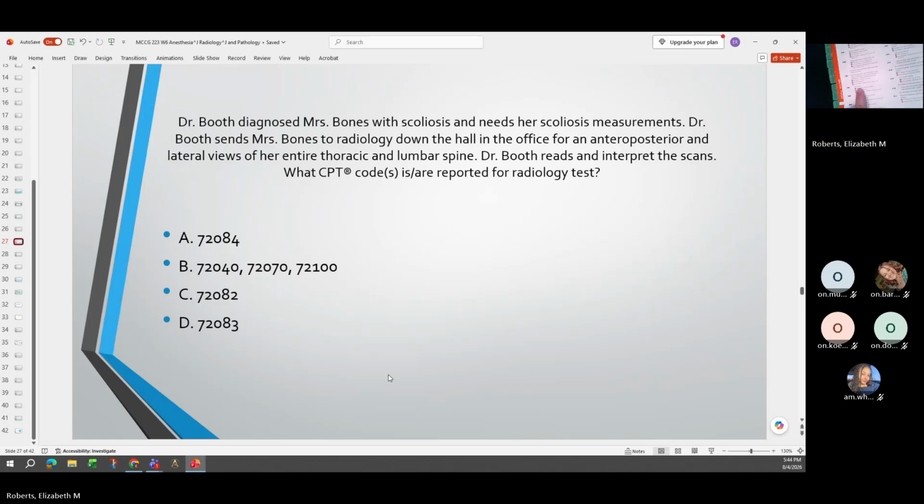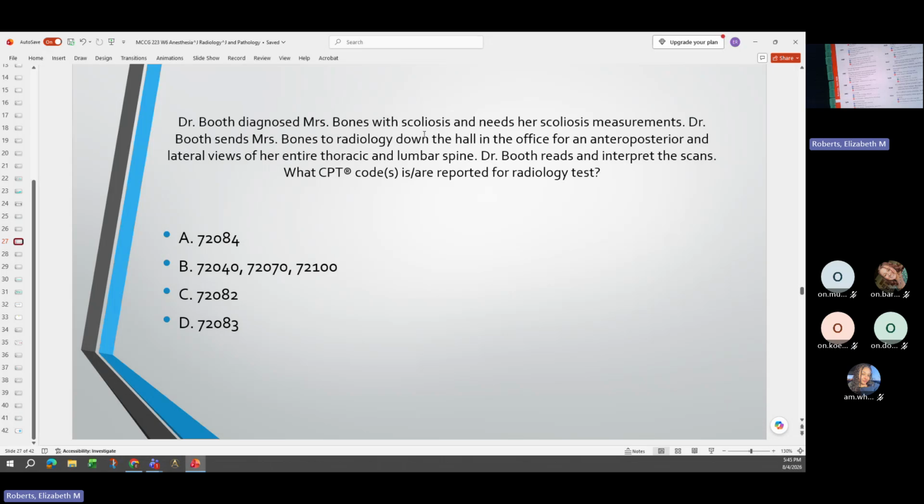72082 is two or three views. 083 is four or five views. 084 is a minimum of six views. Okay, so this is the entire thoracic and lumbar spine, including skull, cervical, and sacral spine. This is like the whole shebang, right? And then number of views. So what am I looking for here? I'm going to look for number of views.